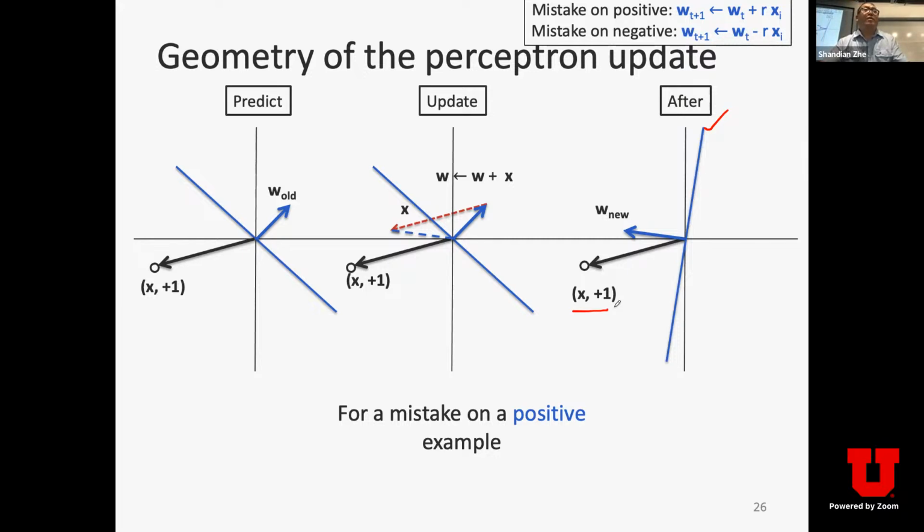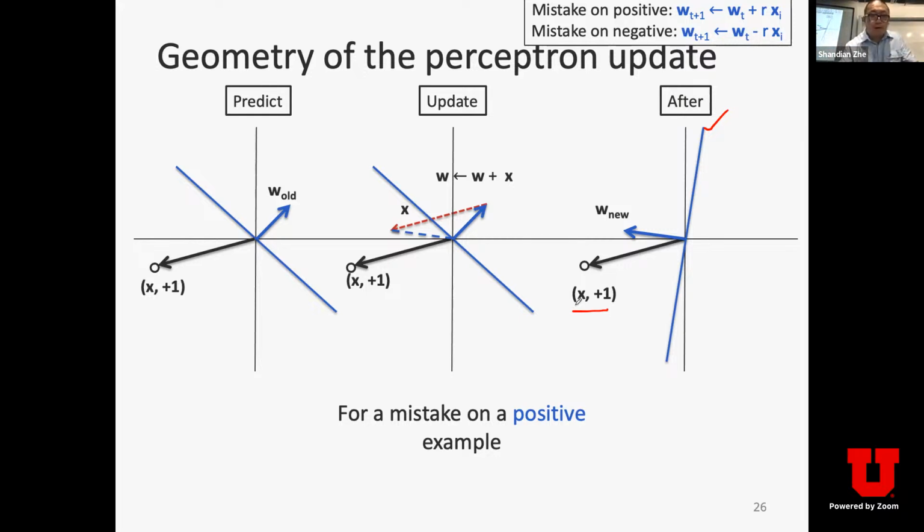Greater than 0. And then what is the label we're going to predict? Positive, right? So now that means, after such an update, we can correctly predict this example. We correct our mistakes. Any question?